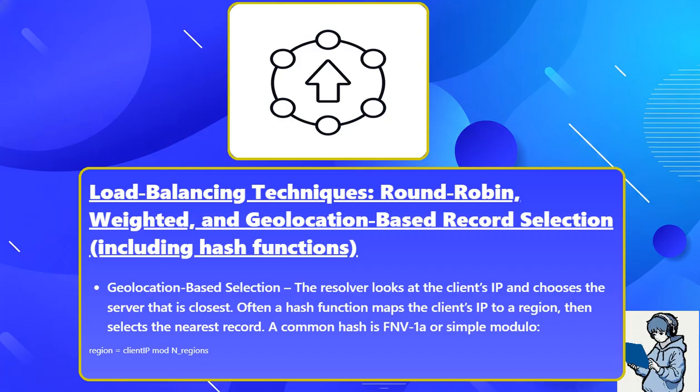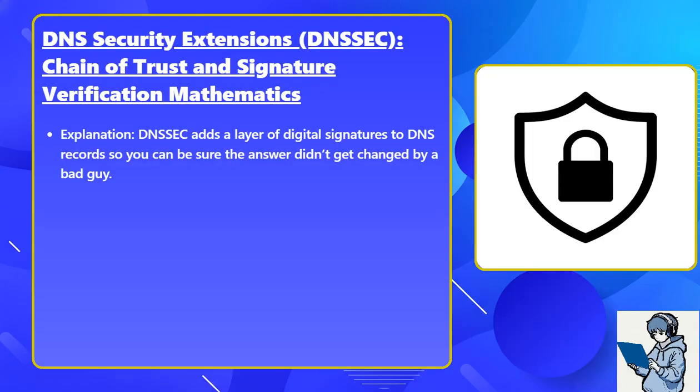Geolocation-based selection: the resolver looks at the client's IP and chooses the server that is closest. Often a hash function maps the client's IP to a region, then selects the nearest record. A common hash is FNV-1 or simple modulo: region equals client IP modulo n_regions. These techniques can be combined. For example, first pick a region, then apply weighted round robin within that region. The goal is to spread load and reduce latency for users.